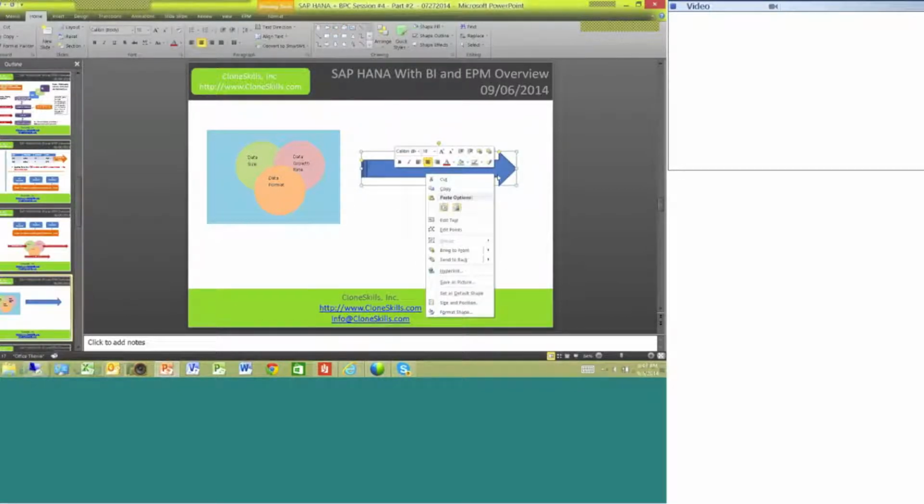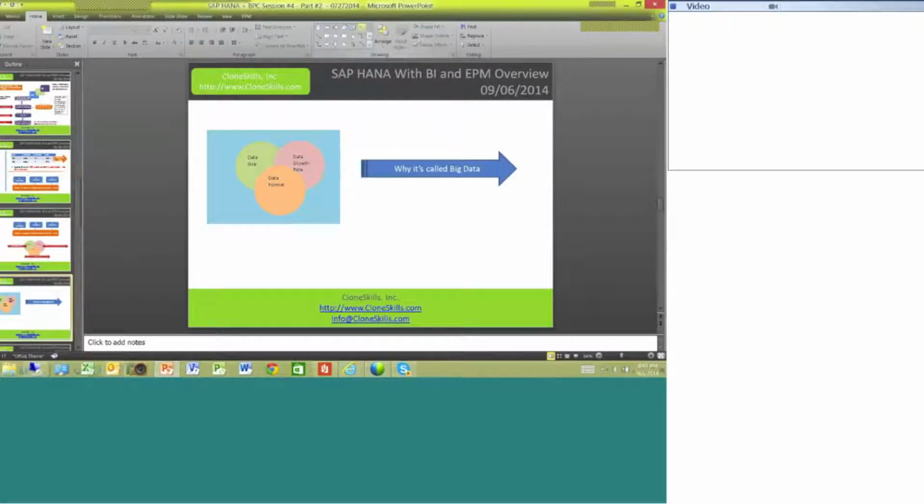Okay, why is it called big data? We have no control on data size. No control on data growth rate. No control on data format.